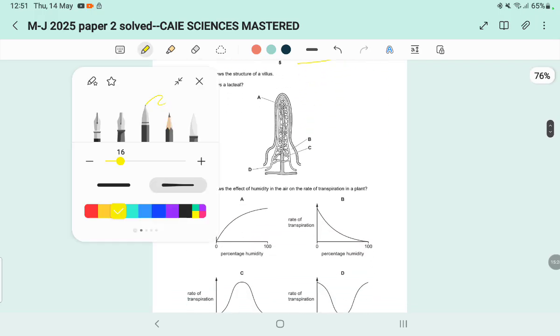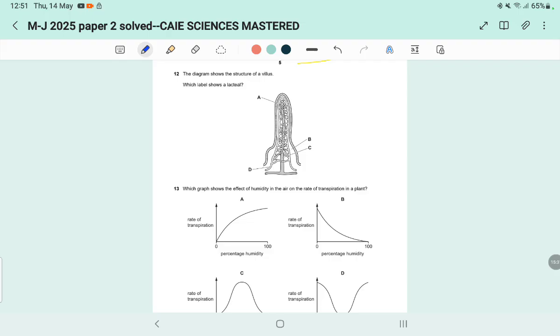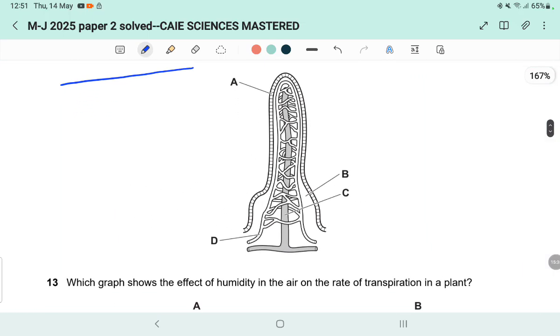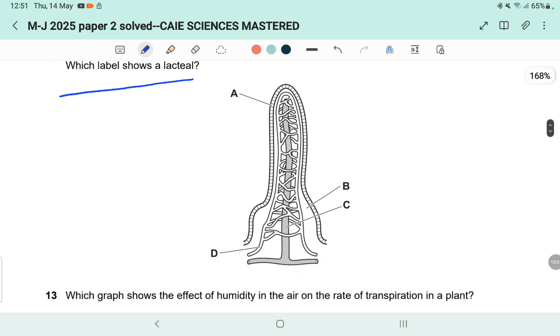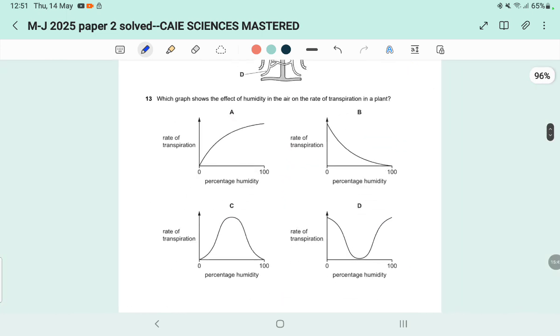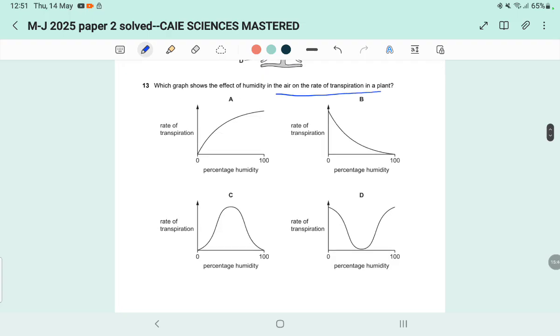Now number 12, which is a really basic question also, it's very easy. It's saying here which labels show a lacteal. So this is something that you need to memorize. Like 12 is C. Without even looking at the question, the answer is C. Something that is memorized.